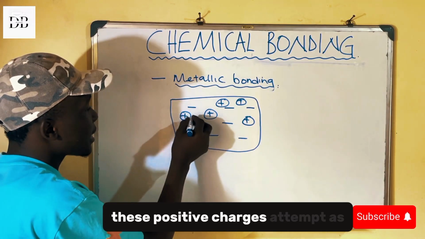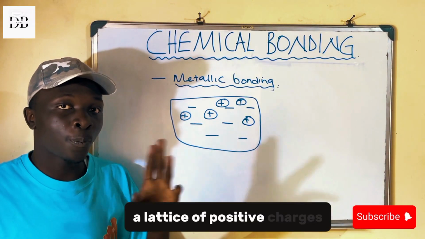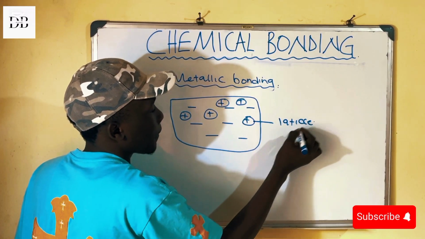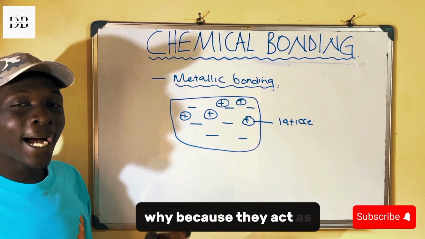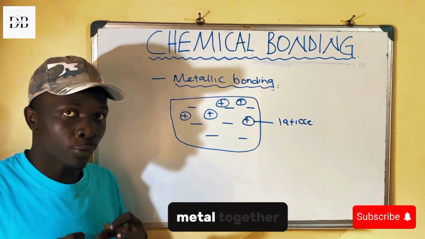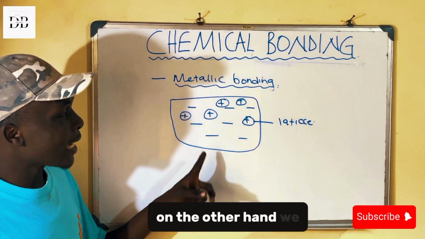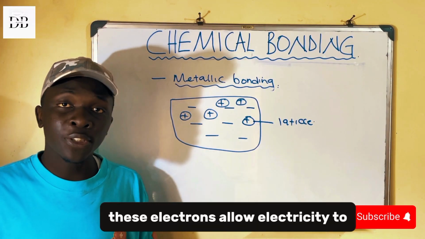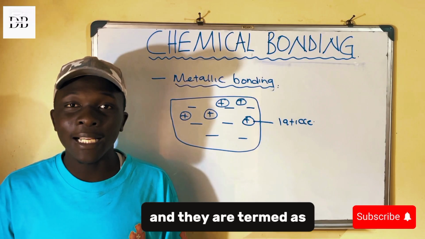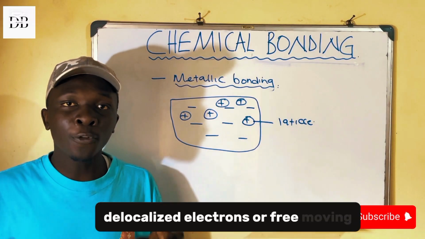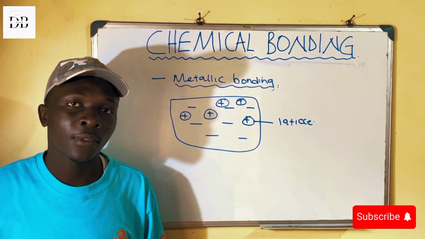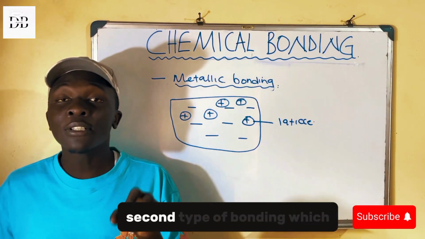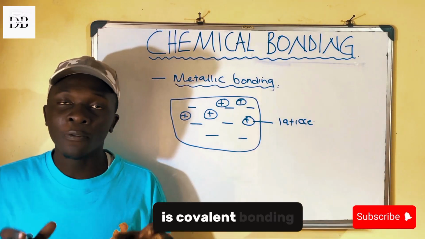These positive charges are termed a lattice of positive charges. Why? Because they act as a glue which holds the metal together. On the other hand, we have electrons. These electrons allow electricity to pass through, and they are termed delocalized electrons or free-moving electrons. That is all about metallic bonding. Let us look at the second type of bonding, which is covalent bonding.